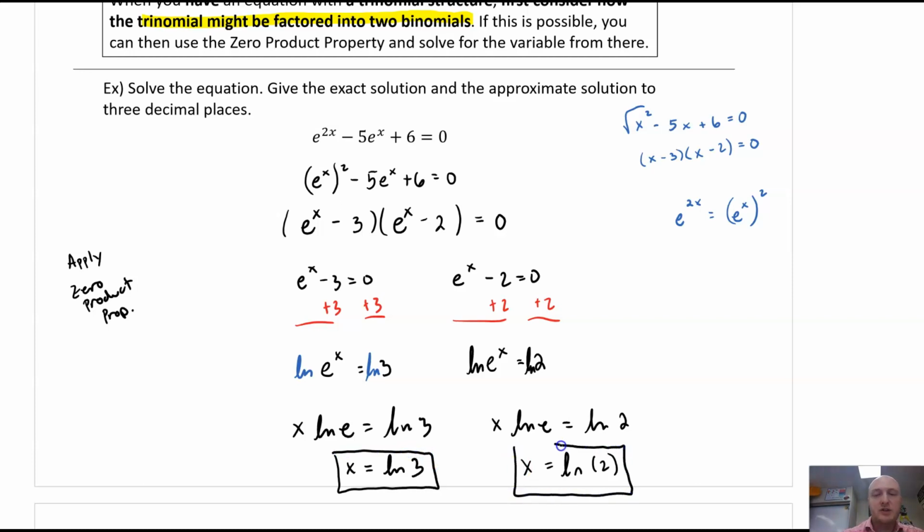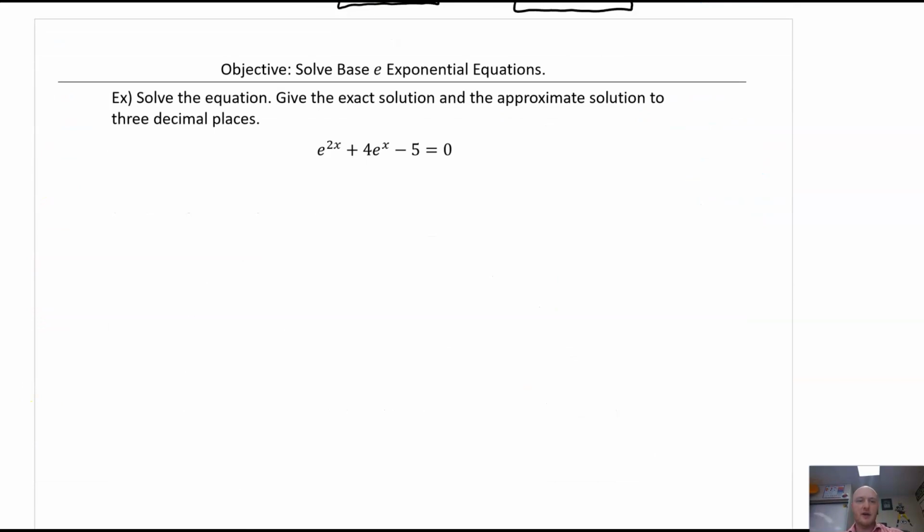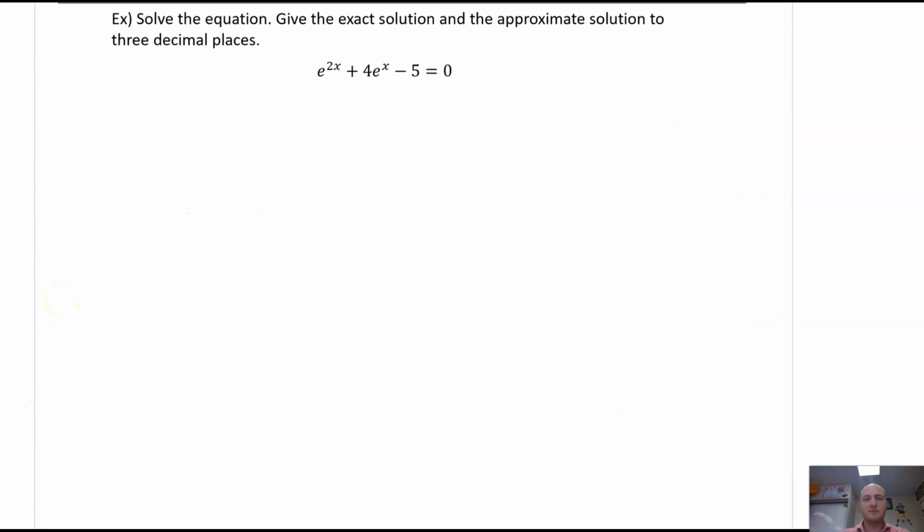We may run into domain issues if I get arguments of my logarithm that are non-positive. So if they're 0 or if they're negative, we've got to throw them out because those aren't valid domains of logarithms. So they would be extraneous solutions. Okay. All right, let's go ahead and look at one more example.